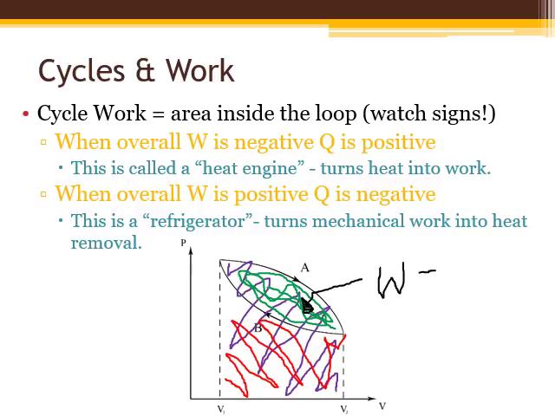How does this not violate conservation of energy? Well, however much work is being produced by this system is compensated for by an equal and opposite positive Q. So this particular cycle is absorbing heat and turning it into work. This is known as a heat engine. It's a very useful process in the real world, right? We can basically heat things up and get mechanical work out of them.